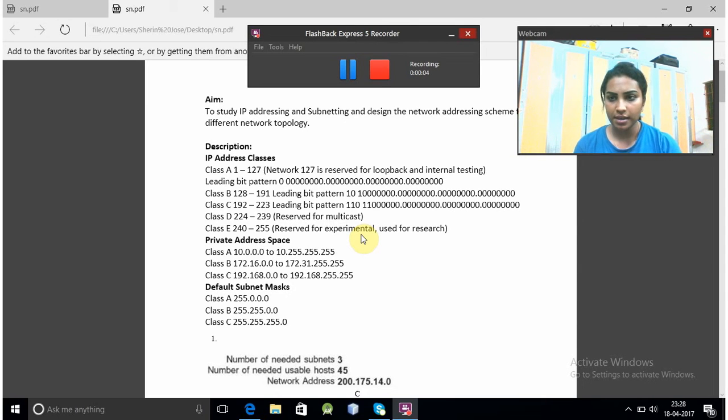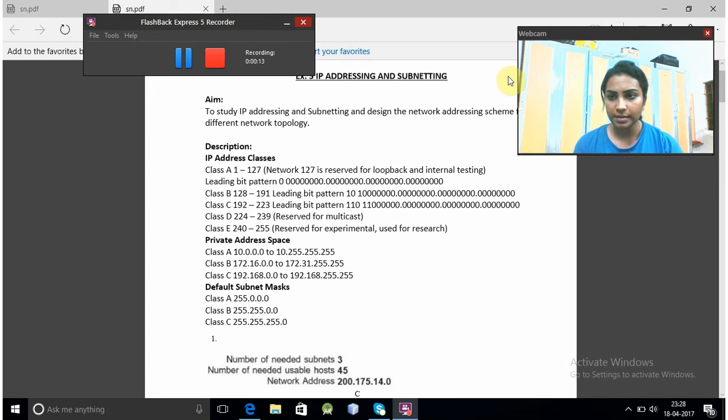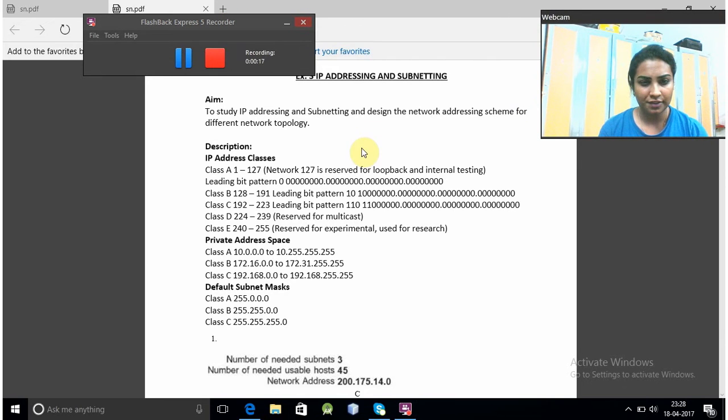I'm here to explain my third experiment in networking. It's about subnet masking, the subnet mask and the network address. So let me explain how I have calculated my subnet mask. They have given all this description: what is the class A address, class B address, class C address, and what are the default subnet masks of class A, class B, and class C. Everything is specified.